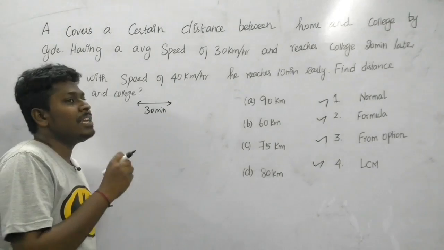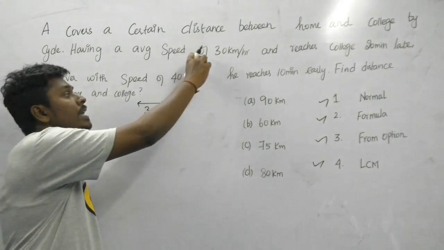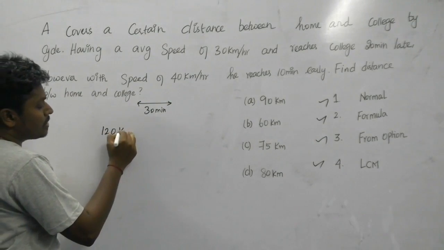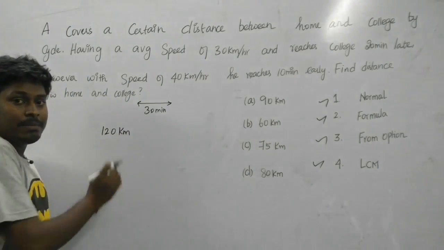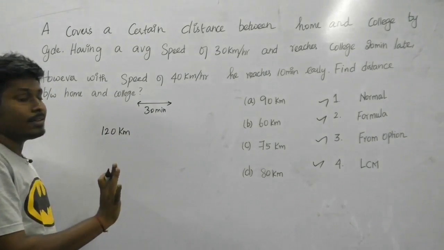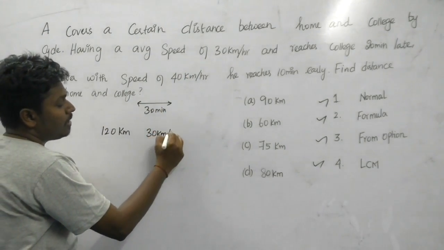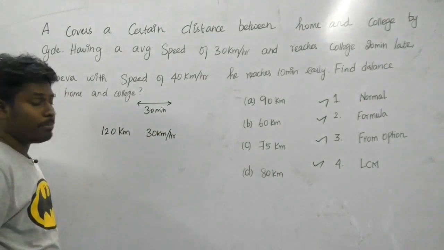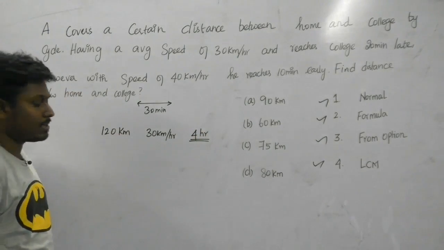So, if we need to assume a proper value, it is better to take the LCM, right? If you take the LCM of 40 and 30, we can guarantee 120 kilometers. Understood friends how I did it? So if 120 kilometers is taken by LCM, this will be easy to calculate. If 120 kilometers, if he travels at 30 kilometers per hour, right? We are assuming and keeping 120 kilometers constant. If he travels at 30 kilometers per hour, what will it be? In 4 hours, he will cover this 120 kilometers, right?